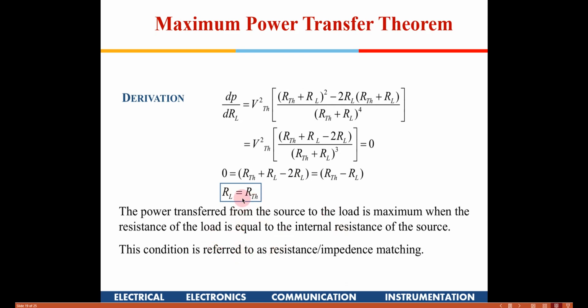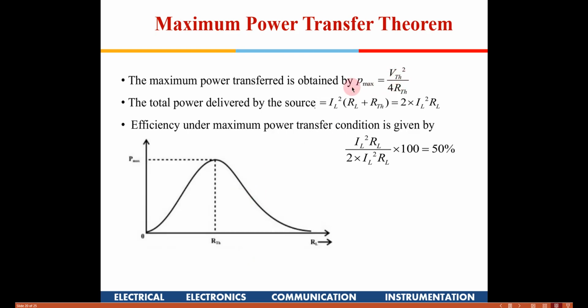Also we can substitute that value for P max. That is I square RL, which can also be written as VTH square by 4 RTH. The power taken from the source will be I square into RL plus RTH, which becomes 2 into I square RL. The power in the load resistance will be I square RL, whereas the power taken from the source will be 2 into I square RL. So if you see, the efficiency comes out to be only 50%. That we need to remember.